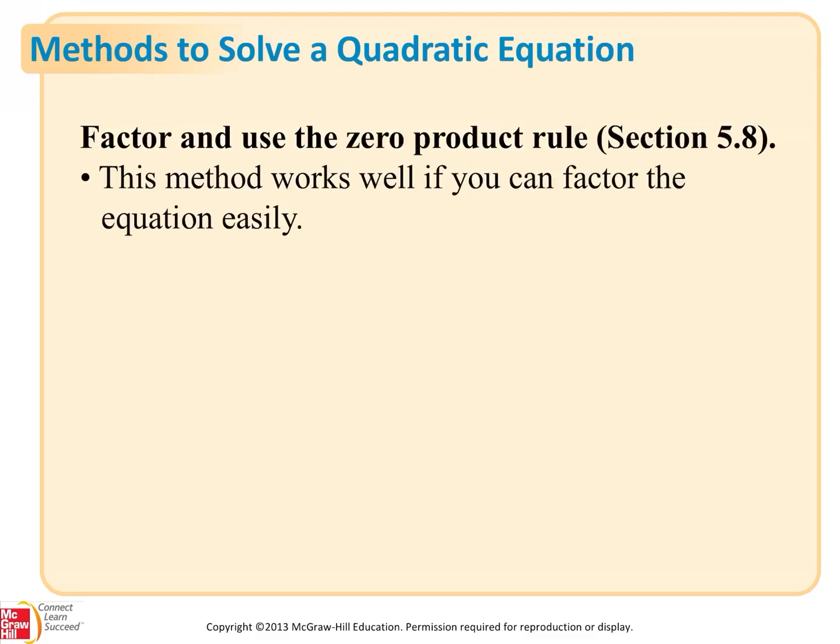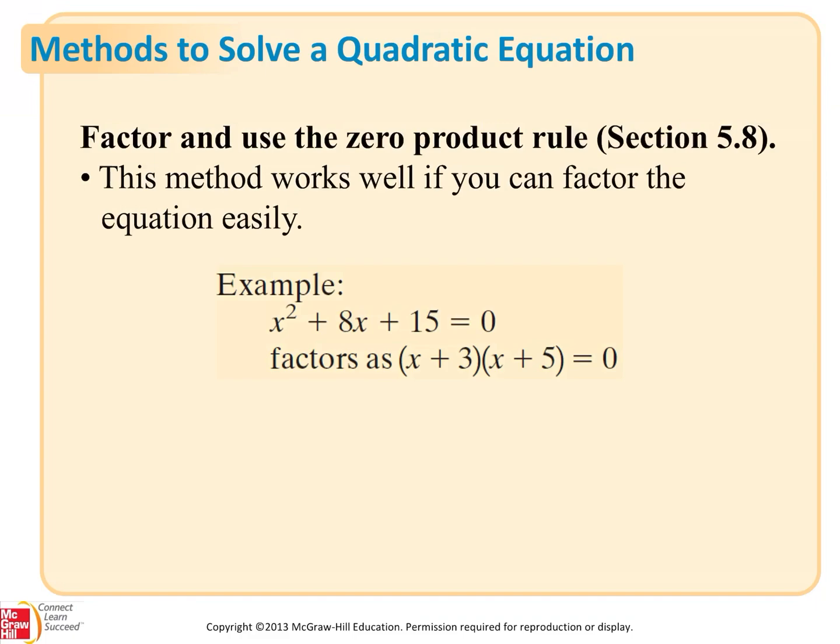So this is a great way. It's probably the fastest and easiest if you can factor the equation easily. So here's an example. You have this equation that you can see easily factors into 3 and 5, the two numbers that multiply to be 15 and add up to be 8.